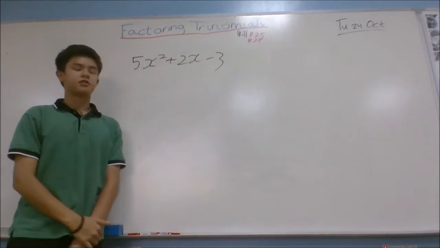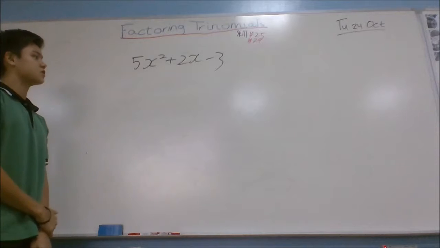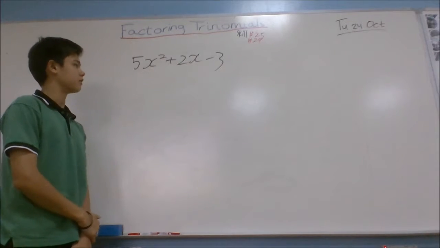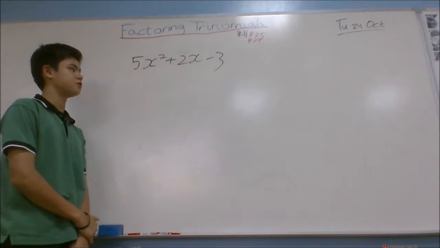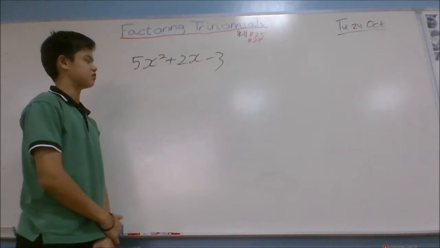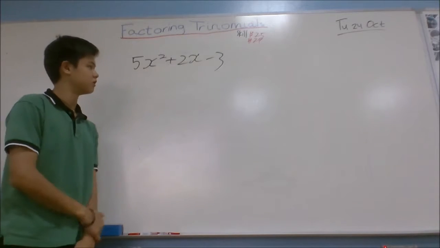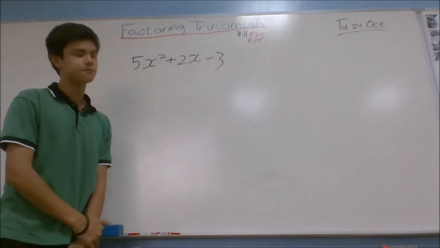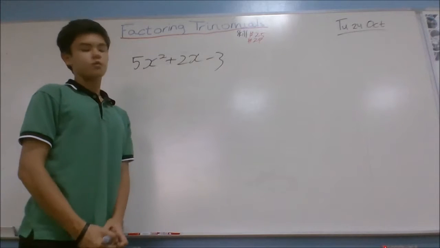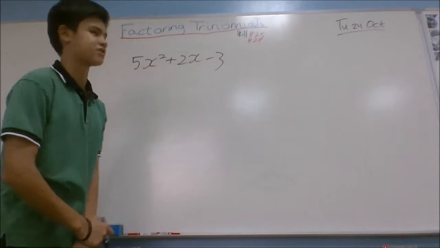Now let us move on to the next example. This is when there are no common factors. As you can see, 5, 2, and negative 3 are all already prime numbers. That means they don't have factors except for 1 and themselves. So when we see things like this, we use a method called the magic X.